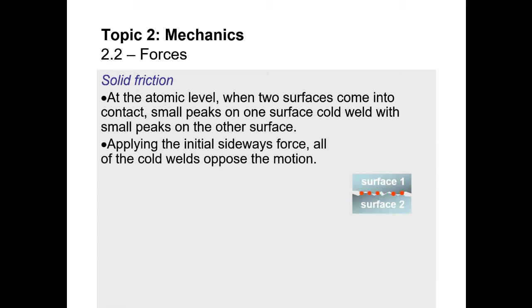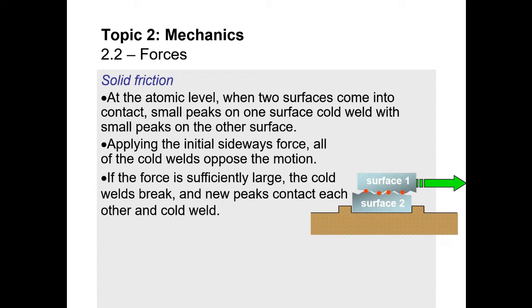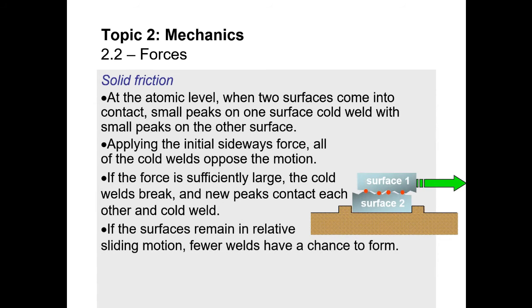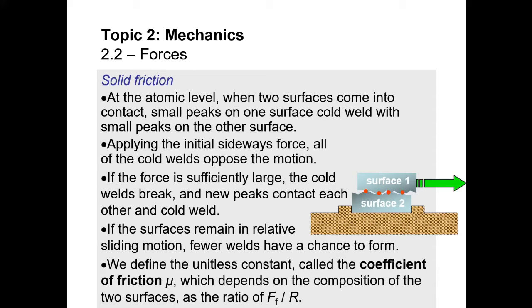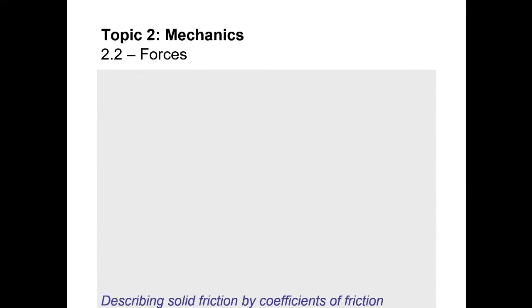Applying an initial sideways force, all of the cold welds oppose the motion. If the force is sufficiently large, the cold welds break and new peaks contact each other and cold weld. If the surfaces remain in relative sliding motion, fewer welds have a chance to form. This is described by the coefficient of friction, which depends on the composition of the two surfaces, as a ratio of friction force over normal or reaction force.